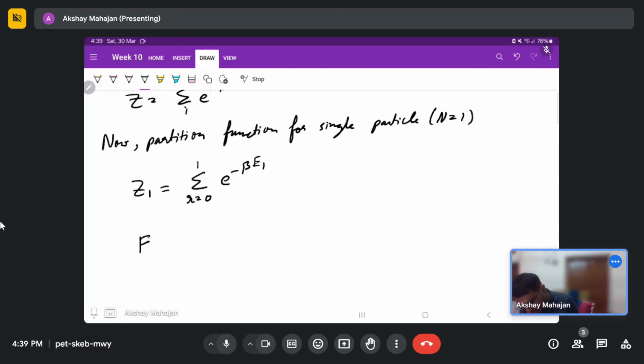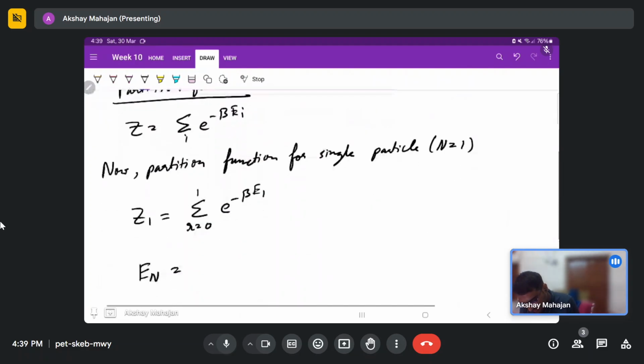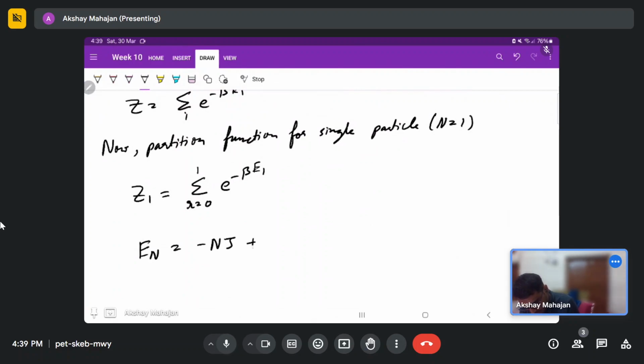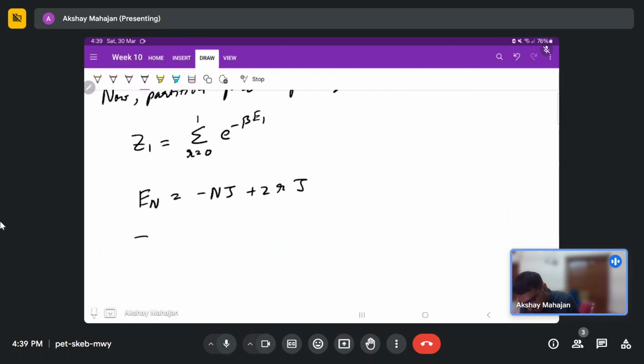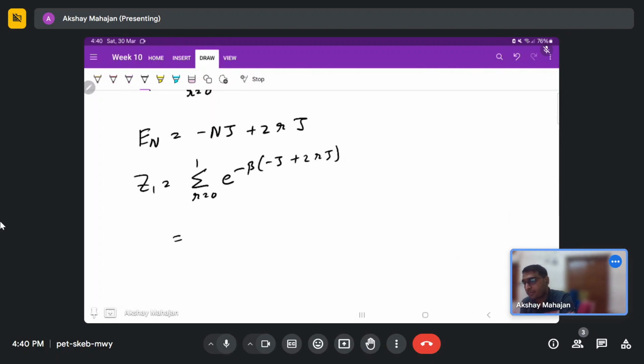So the energy of the n spins is given by minus J times (n minus 2r), where r is the number of spin flips. Here we have to write the energy for one particle only, a single particle, since we are writing the partition function. So this will become minus J times (1 minus 2r), and the r value could be, in one case there will be no spin flip, and in the other case there will be a spin flip. So r value could be 0 and 1.